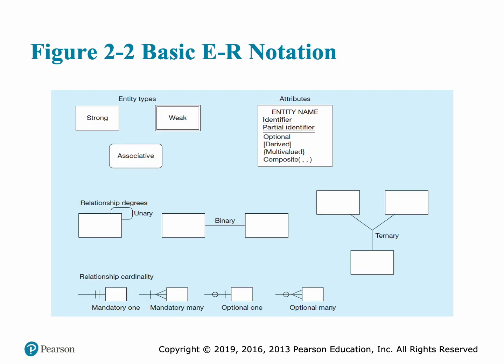So the entities can be strong, weak, or associative. In addition to the cardinalities, relationships also have degrees. A unary degree represents a relationship between entities of the same entity type. A binary degree represents a relationship between entities of two different entity types. A ternary degree represents a relationship between entities of three different entity types.